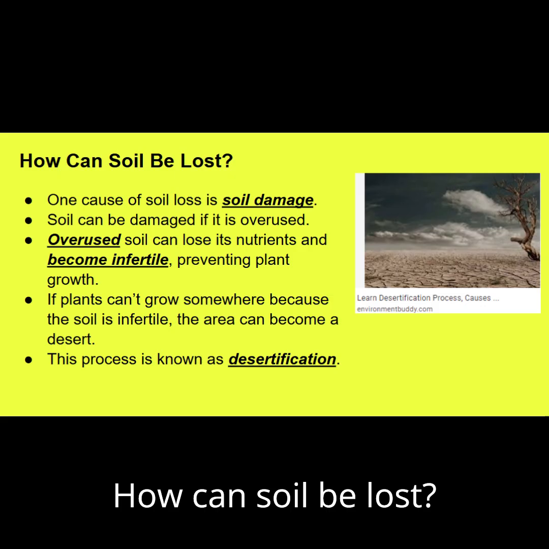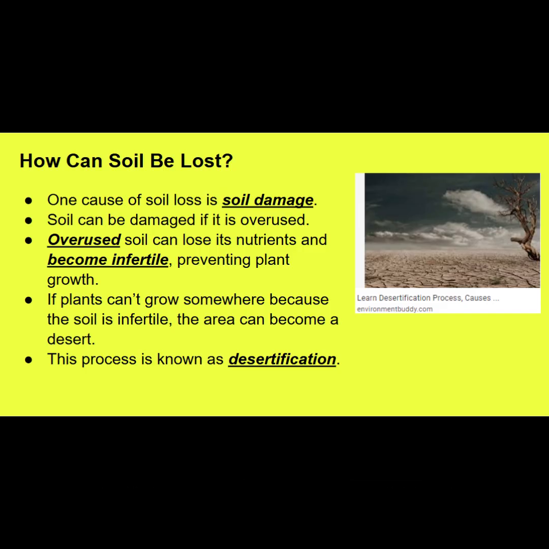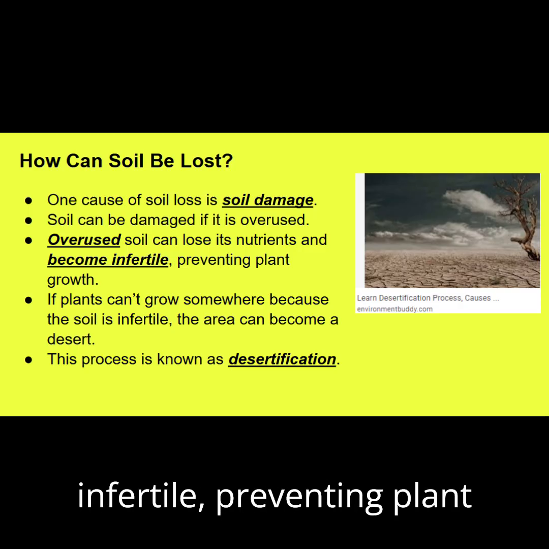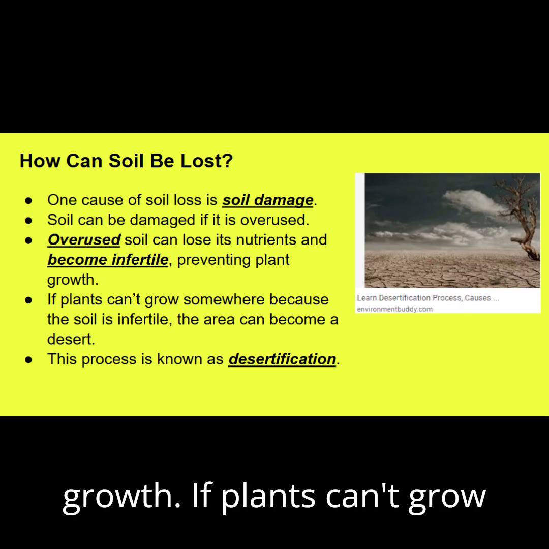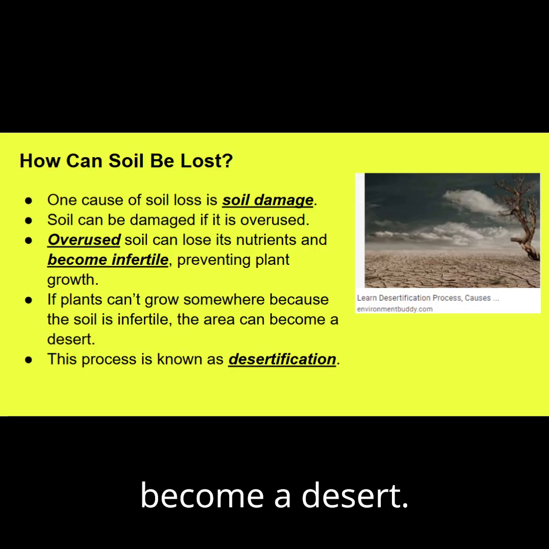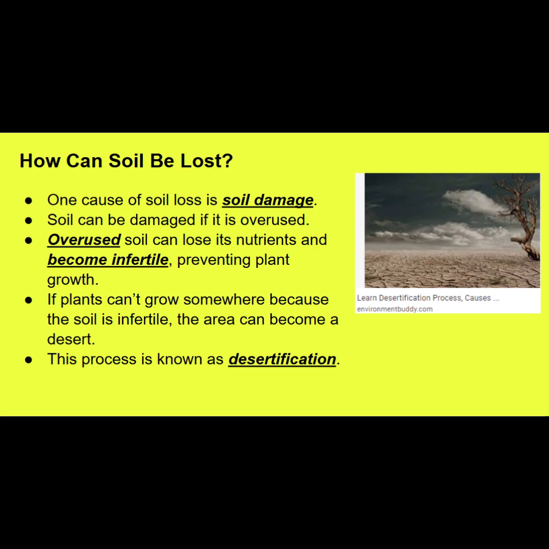How can soil be lost? One cause of soil loss is soil damage. Soil can be damaged if it is overused. Overused soil can lose its nutrients and become infertile, preventing plant growth. If plants can't grow somewhere because the soil is infertile, the area can become a desert. This process is known as desertification.